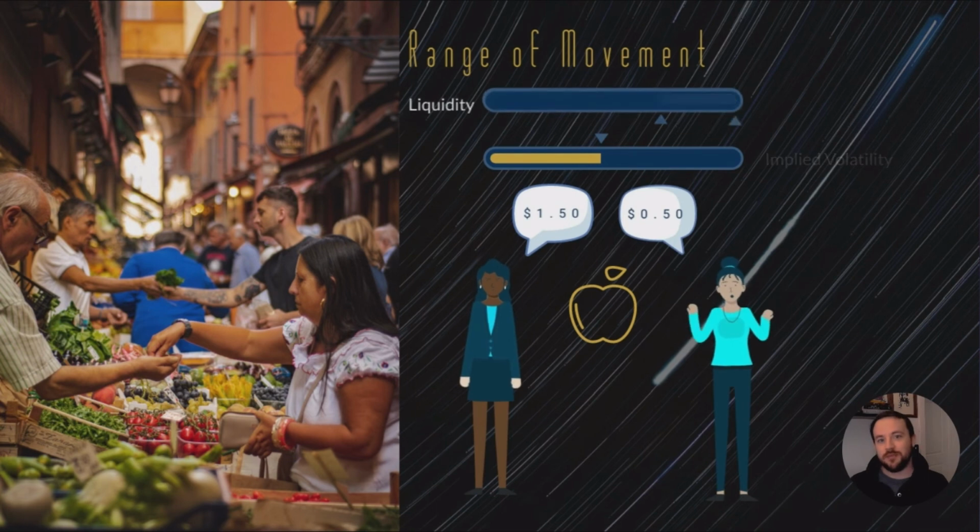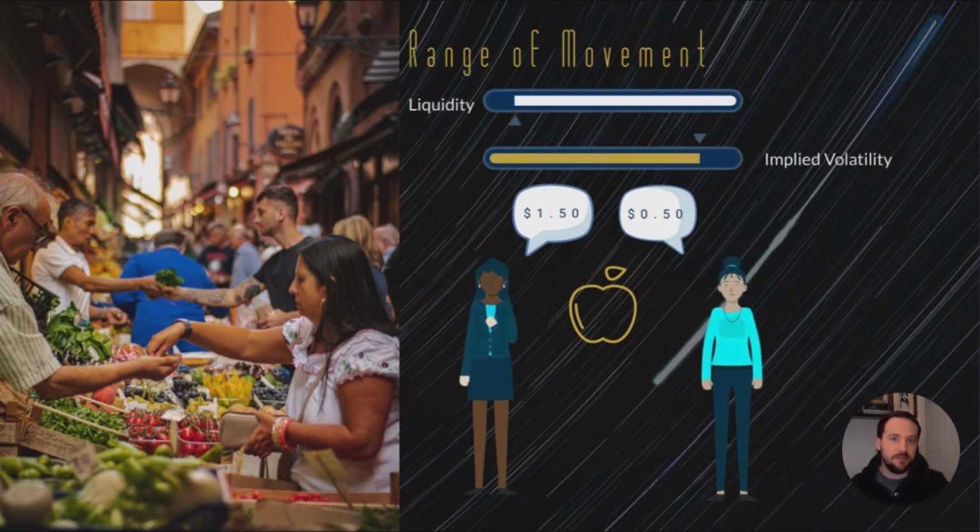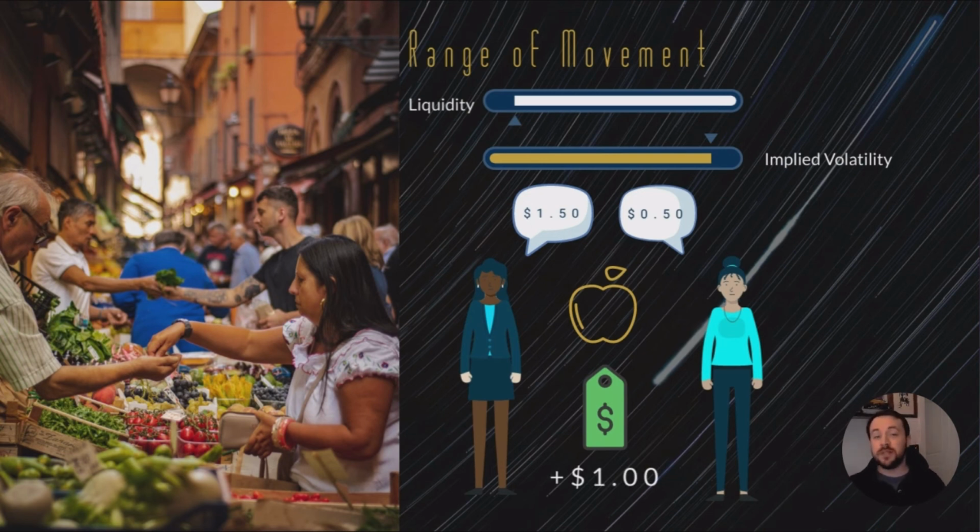Then, when implied volatility rose even more and liquidity diminished even more, the bid had to increase the valuation of the apple even more to fulfill their position. This rose the value of the apple even more. So there seems to be an association with volatility and the amount of movement that an asset can experience. And indeed, that is what we see.